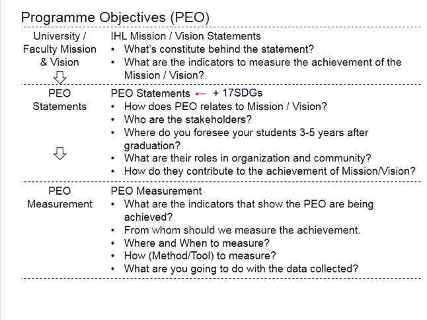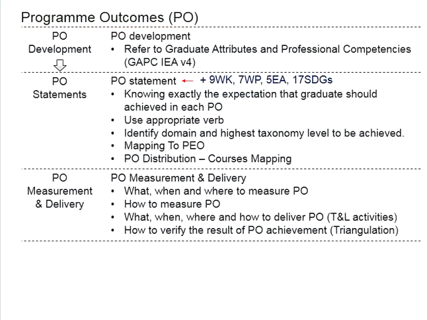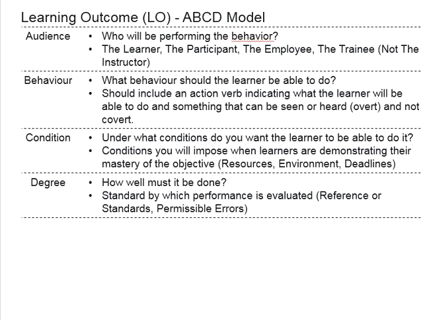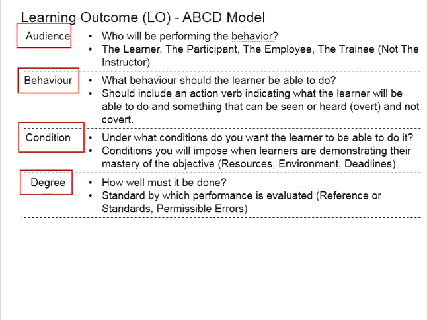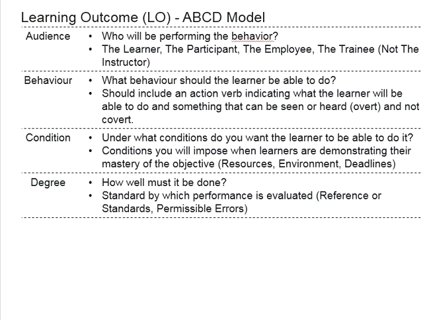In the previous videos, we talked about developing the program objectives and the program outcomes. Now let us talk about how we construct the learning outcomes. You may use the ABCD model. A stands for the audience, B stands for the behavior, C conditions, and D is the degree.